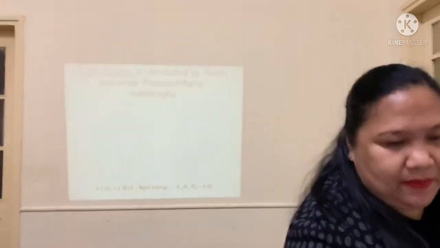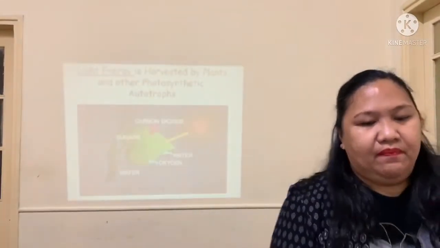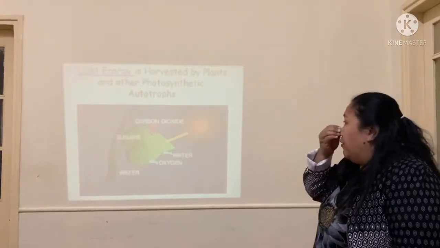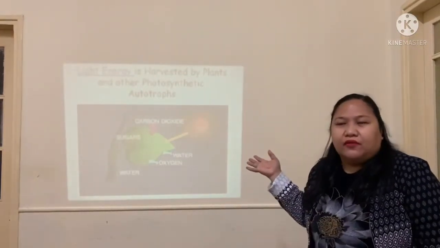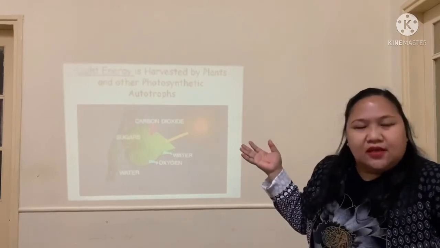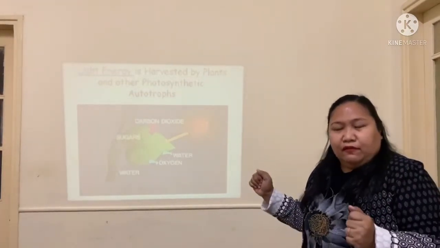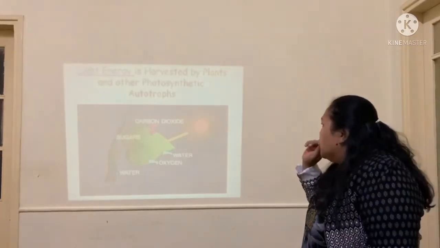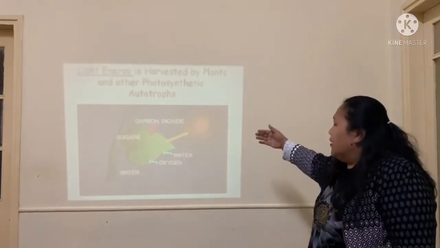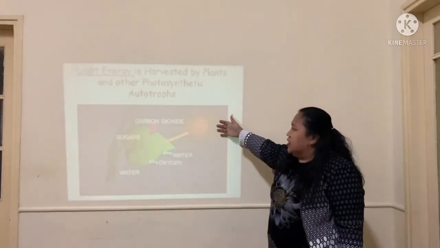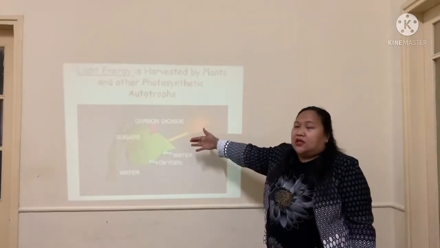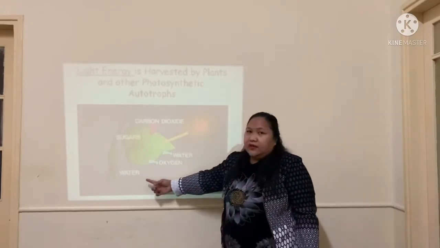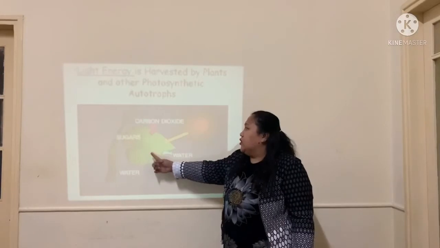Okay, let's see what happens. Let's look at the diagram. So I have here a diagram of a leaf. Why a leaf? Yes, very good. Because in the leaf, photosynthesis takes place. So you see here in the leaves, we have the sun's energy. It enters the stomata. And then we also have the water coming from the roots, going to the leaves.